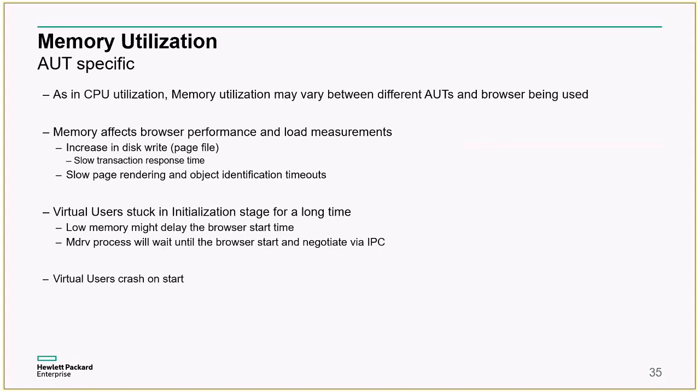Memory utilization is also something that you need to consider. The CPU utilization is the same actually as memory utilization. It may vary between different AUTs and the browser being used. Each browser consumes its own memory and allocates memory to the AUT depending on its logic. So the memory will affect the browser performance and load measurements.